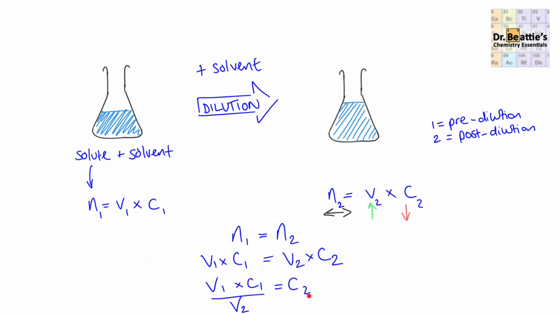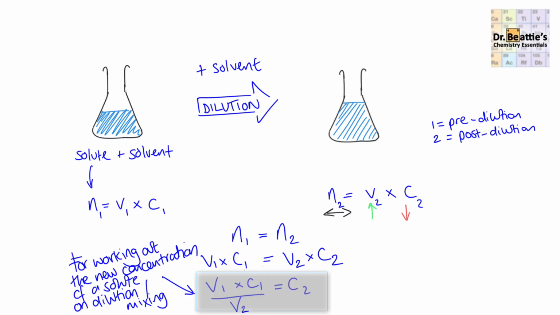Rearranged, C2, the new concentration, is volume of the initial times the concentration of the initial divided by volume of the new. And this is a really useful relationship for working out new concentrations if you have a solution and then you dilute it or you mix it with other chemicals. And this is going to be really key for any lab work that you do or any of the pH type calculations that you'll meet in year 13.